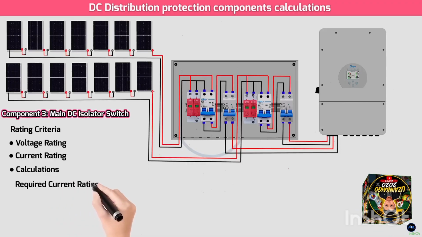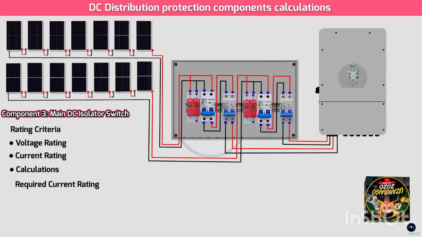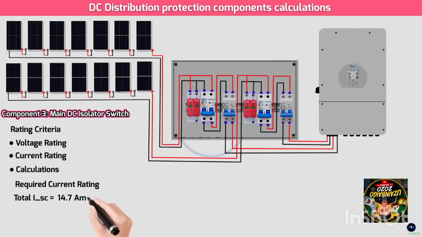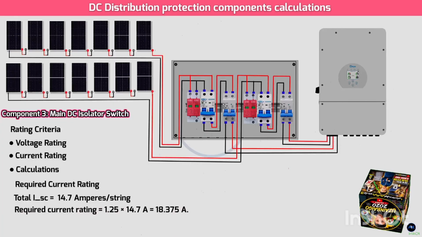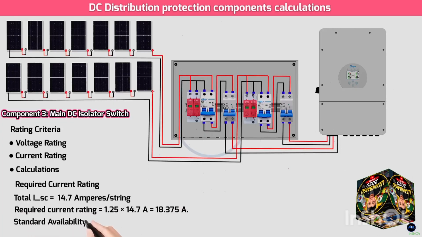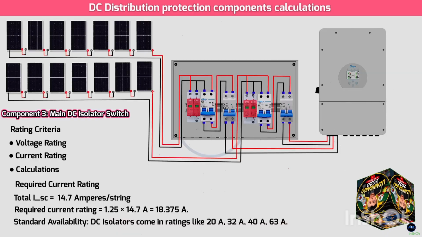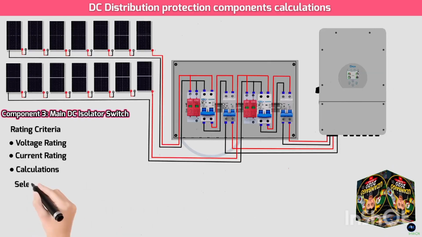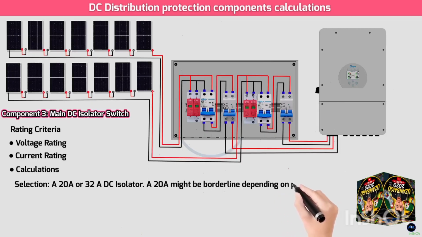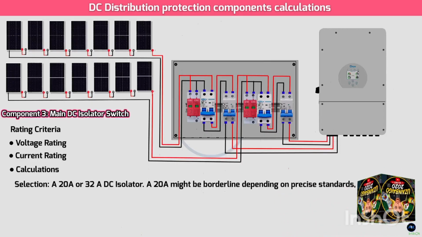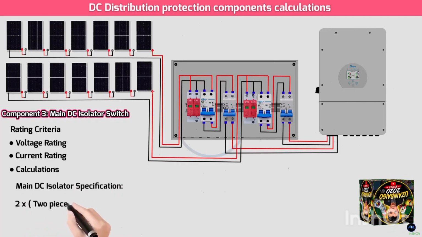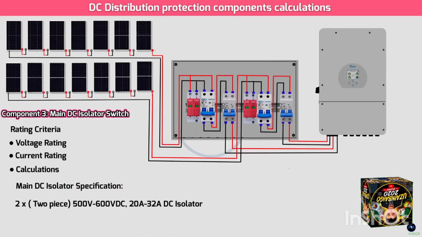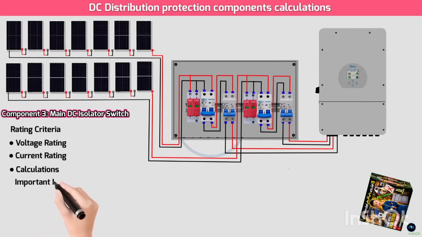Required current rating. The diagram shows two DC isolators before the inverter. Let's calculate current for the DC isolator. Total ISC equals 14.7 amperes per string. Required current rating equals 1.25 × 14.7 amps, which equals 18.375 amps. Standard availability: DC isolators come in ratings like 20 amps, 32 amps, 40A, 63A. Selection: a 20A or 32A DC isolator. A 20 amp might be borderline depending on precise standards; 32 amp provides more buffer. Main DC isolator specification: 2 pieces, 2P, 500 to 600 volts DC, 20 to 32 amps DC isolator, depending on how it integrates with the two MPPT inputs. Important note on DC-DB design.